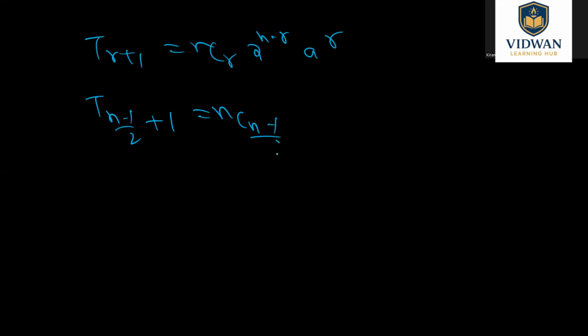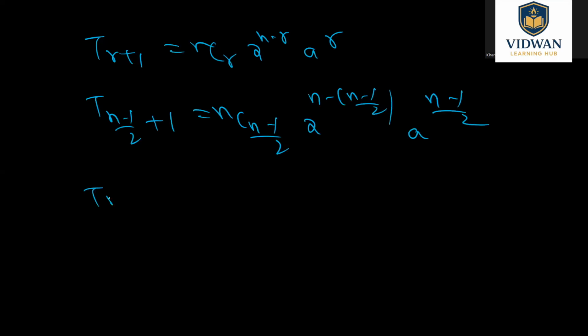So if you have to write the general term, what do you write again? nCr, x power n minus r, a power r. So when you are writing the middle term, first you will put r as (n minus 1) by 2. Then it will be nC(n minus 1 by 2), x power n minus (n minus 1) by 2, a power (n minus 1) by 2. This is one middle term.